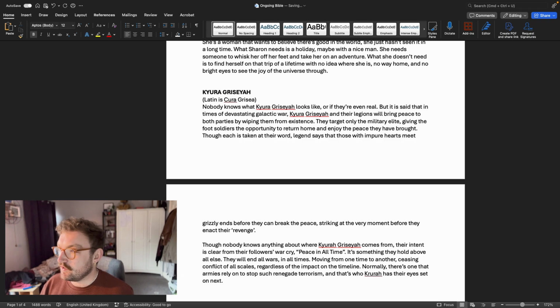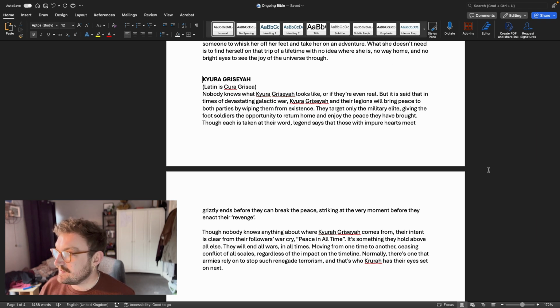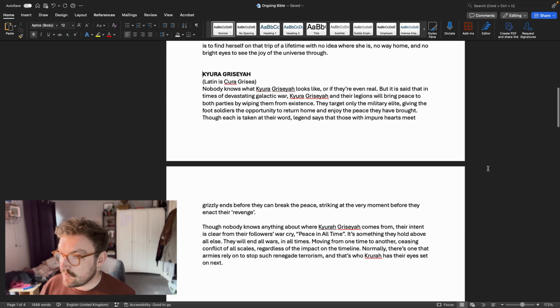Now, nobody knows what Cura Grisea looks like, or if they're even real, but it's said that in times of devastating galactic war, Cura Grisea and her legions will bring peace to both parties by wiping them from existence. They target only the military elite, giving the foot soldiers the opportunity to return home and enjoy the peace that they have brought. Though each is taken at their word, legend says that those with impure hearts meet grisly ends before they can break the peace, striking at the very moment before they enact their revenge.